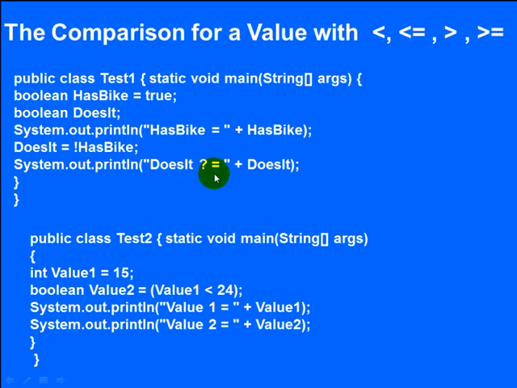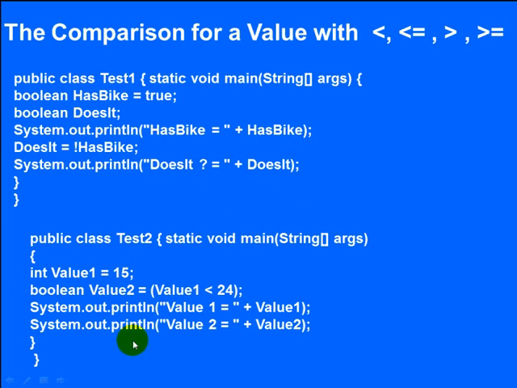In the very next line, if again we print hasBike, what shall be printed? What is the expected output? Again true, because we are not altering the value of hasBike. We are just taking the value of the variable hasBike and negating that value. So doesIt will have false and the hasBike variable will have the true value only.